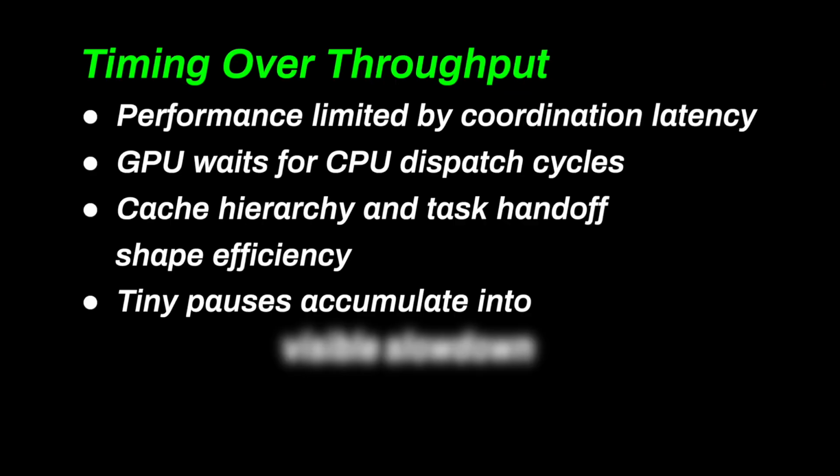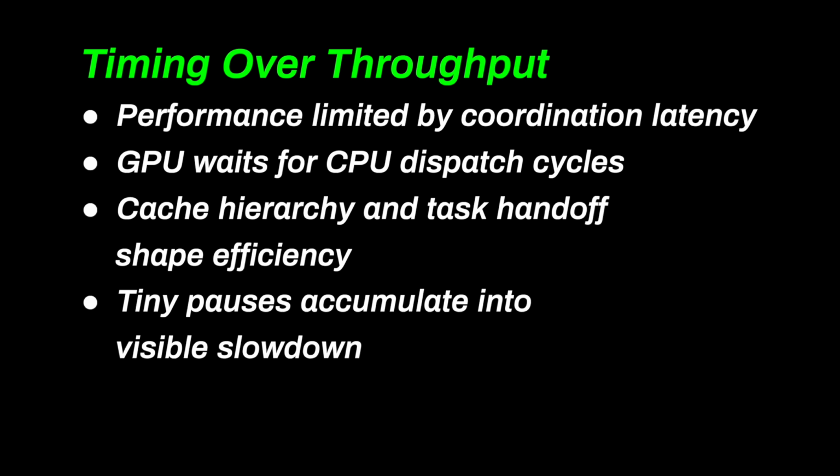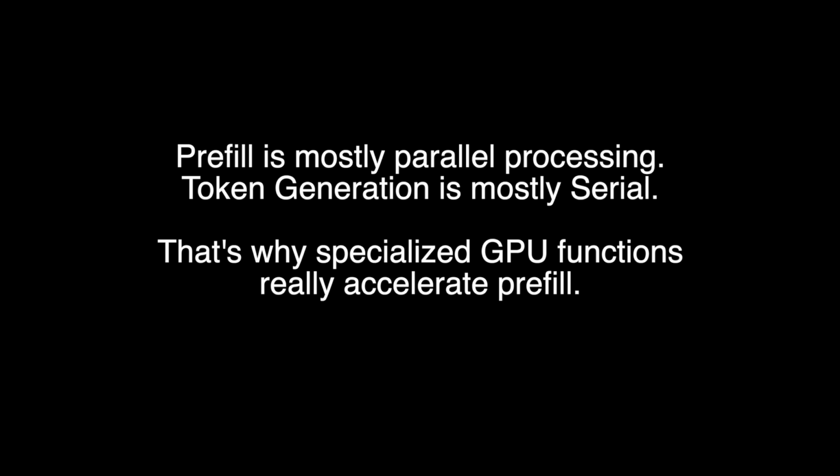This is where the initial lead Spark built in prefill starts to narrow. While Spark's larger GPU gave it a clear advantage in raw compute throughput, performance now depends less on raw processing power and more on system timing: how efficiently the CPU keeps the GPU engaged. In prefill, we're doing parallel processing. In token generation, it's mostly serial.